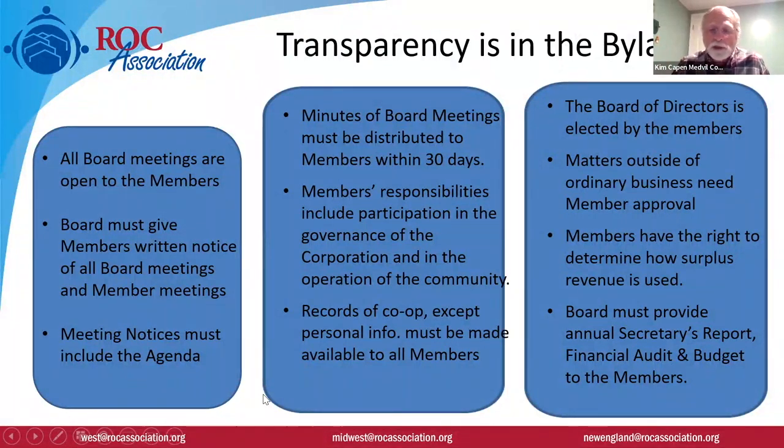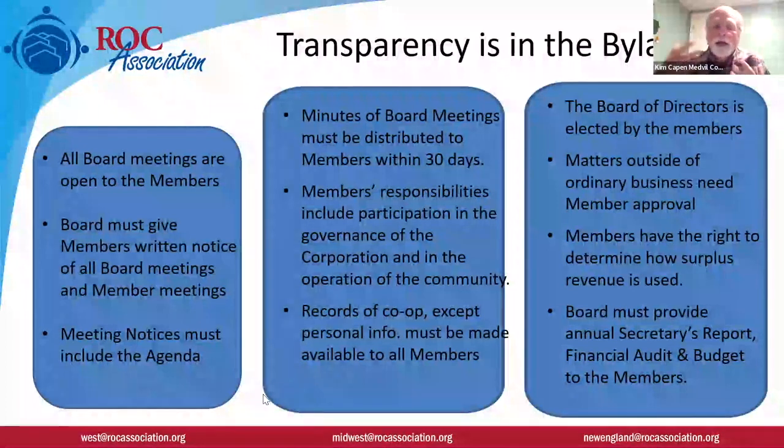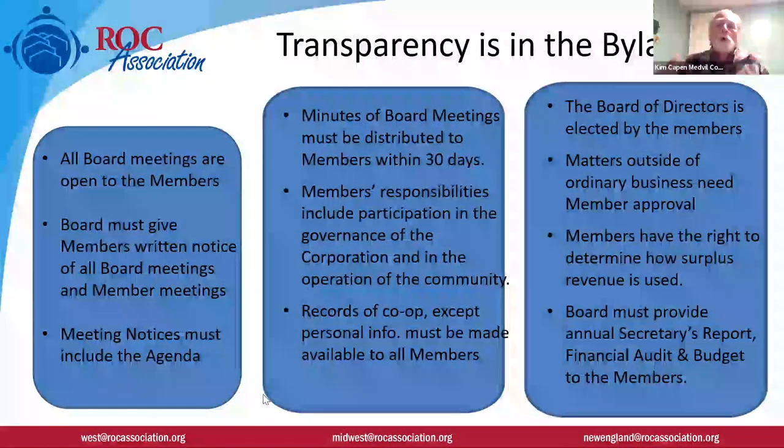They have two choices. We can give them that surplus back at the end of the year, all $8.77 each, or we can take the pool of that money and put it in the capital fund, which is what we elect to do almost every year. The board must provide an annual secretary's report, financial audit, and budget to the members. That's just another level of transparency so that your members know what's going on in the community.